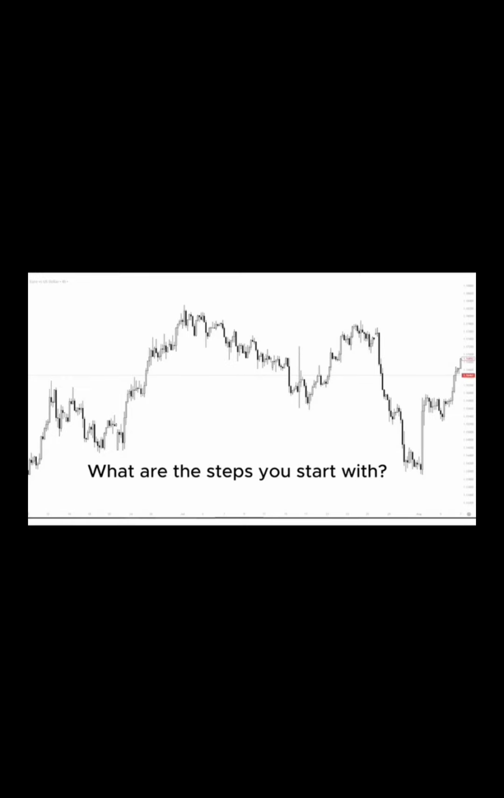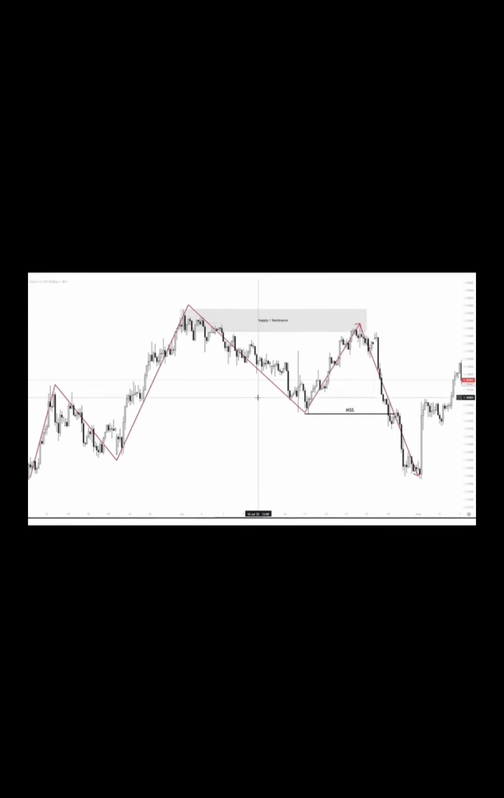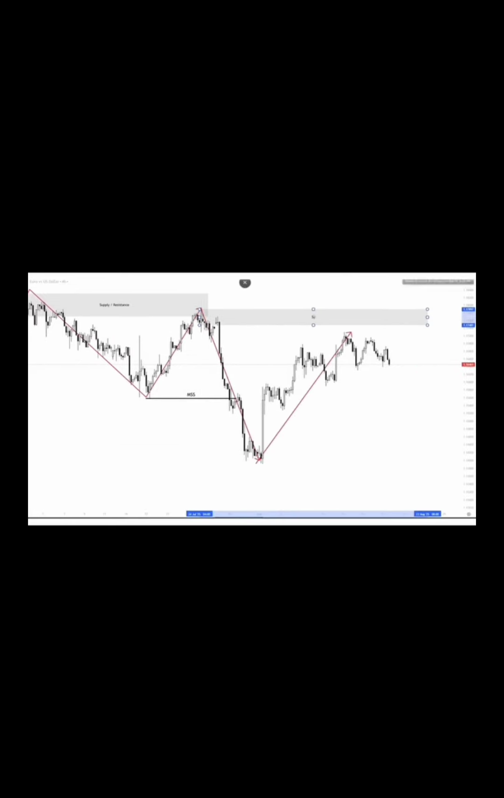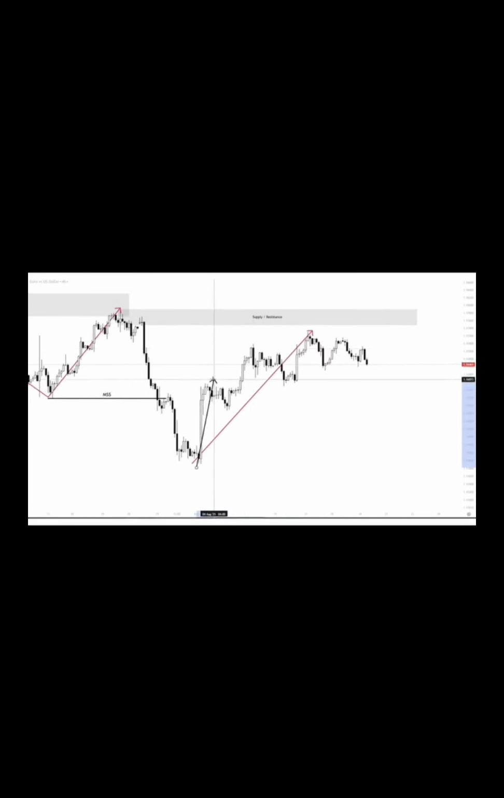If you're given this chart, what are the steps you start with? The correct answer is analyzing the play between the external structure with the internal structure. But they're hiding it. They're not talking about this play, and only about support and resistance, but without a proper market analysis, which you will see in this video.